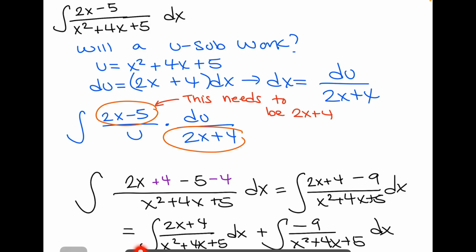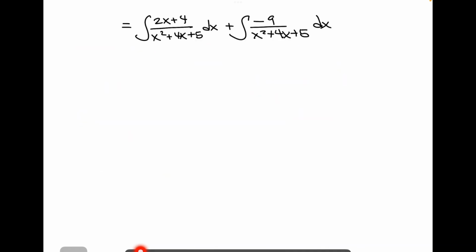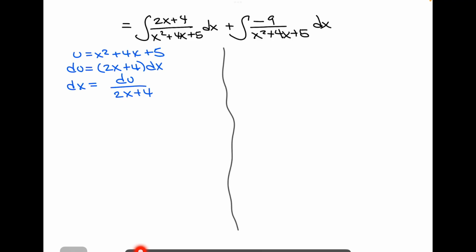I can then break this up into two separate fractions and consider the fraction 2x plus 4 over x squared plus 4x plus 5, plus minus 9 over x squared plus 4x plus 5. And the idea is that 2x plus 4 over x squared plus 4x plus 5, that's something where the u sub can work. And the second integral, the one with the constant on top, that's going to fit into my arctan pattern. So I'm going to do both of these integrals separately.